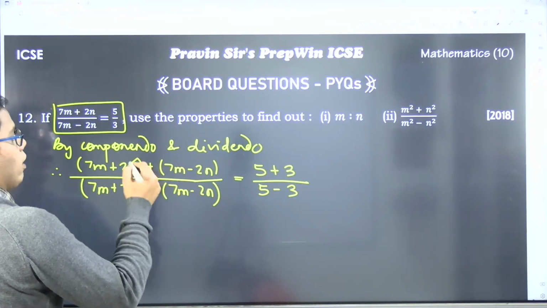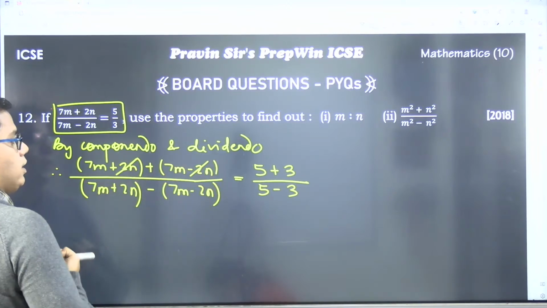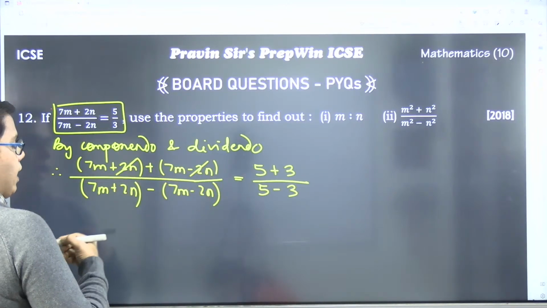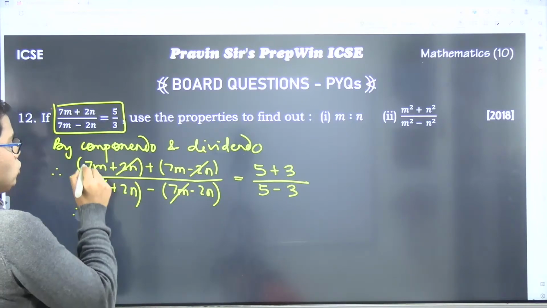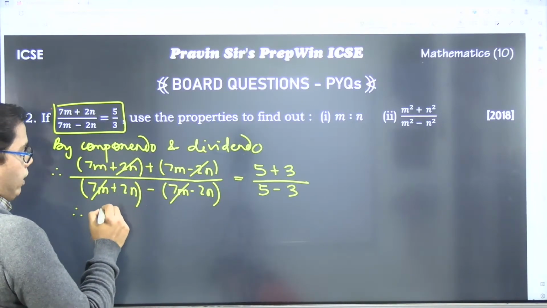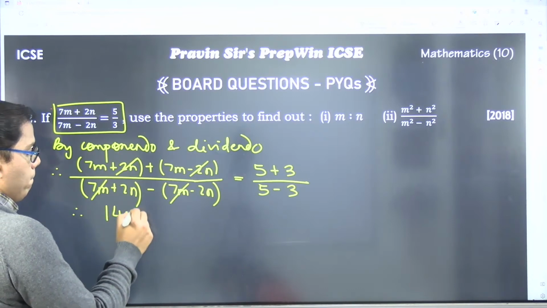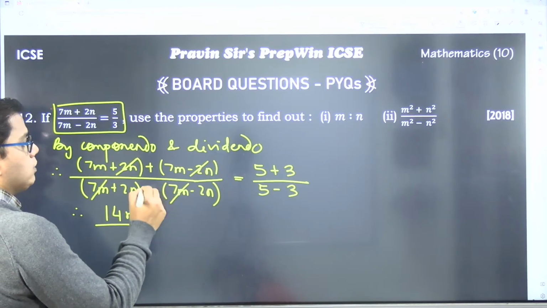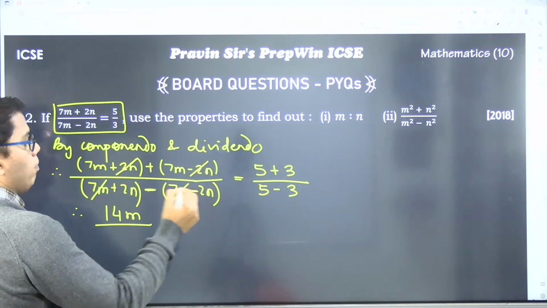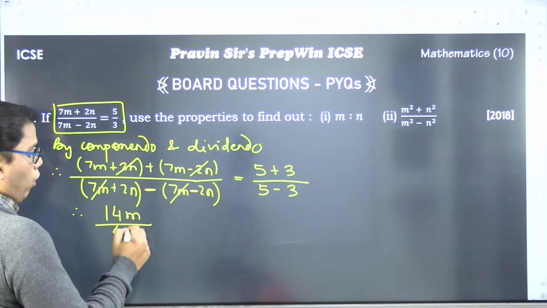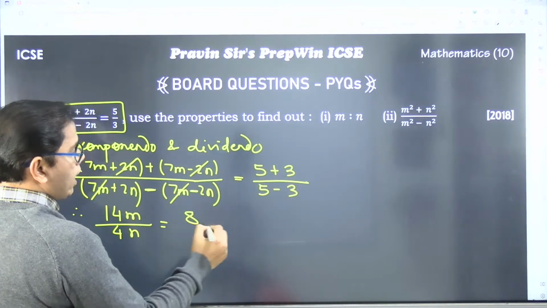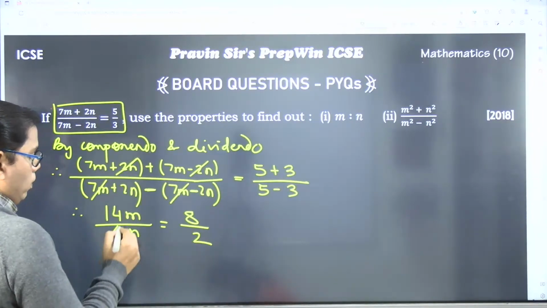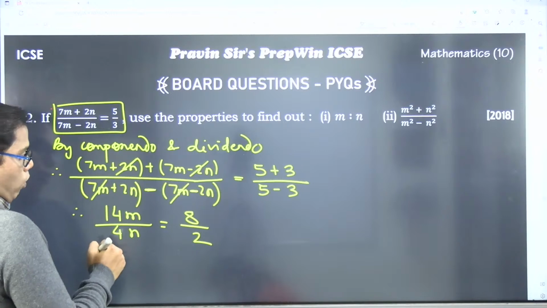What will happen in the plus? Okay, when you open the bracket, no change in the sign. Okay, plus 2n minus 2n cancel. In the denominator, 7m minus 7m cancel. So you get 7m plus 7m is 14m. Okay, when you open this bracket, minus and minus will become plus. So 2n plus 2n is 4n is equal to what? 8. 5 plus 3 is 8. 5 minus 3 is 2.